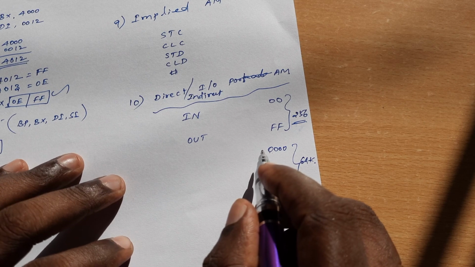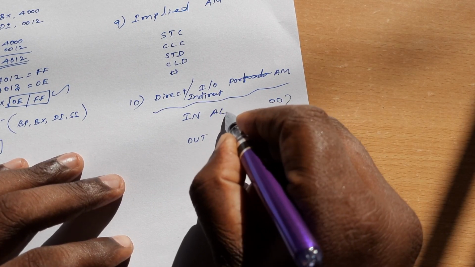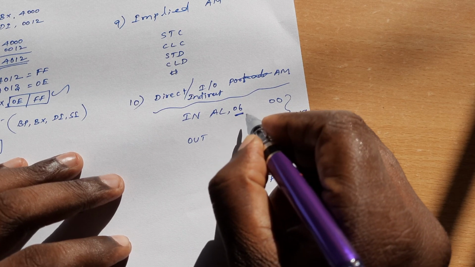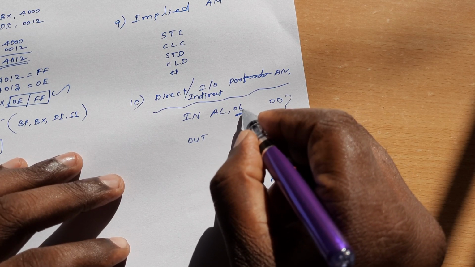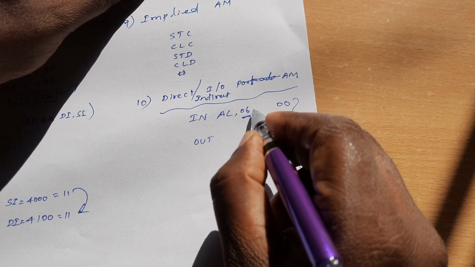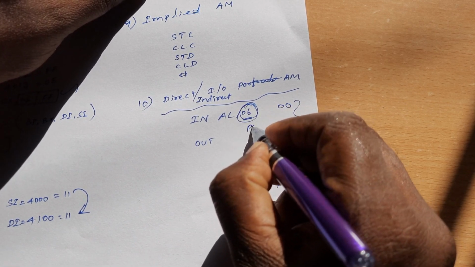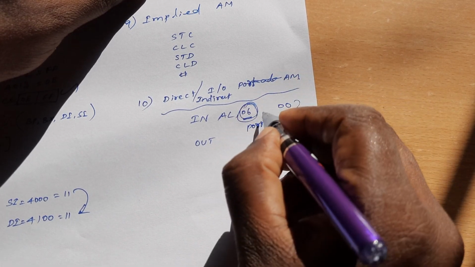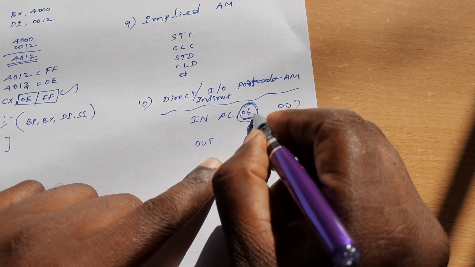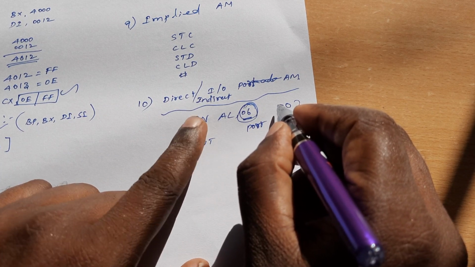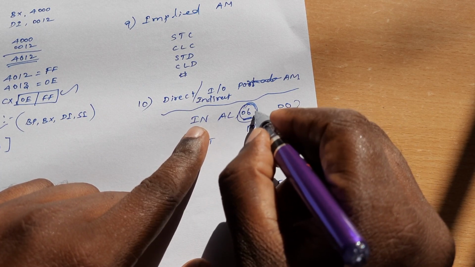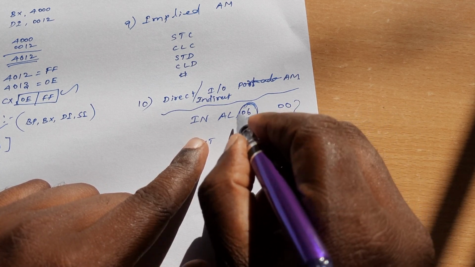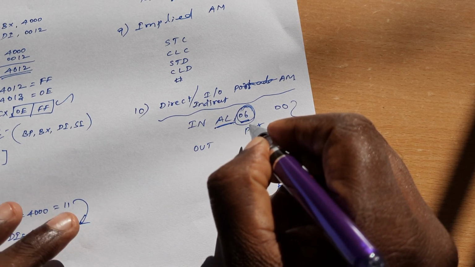So here we'll see this example, like say IN AL comma 06, which means 06 is not data. 06 is the address of a device. This is the port address. In this port address an input device is connected, because we use the IN instruction. So from that device a 1 byte data is moved to the AL register. That is the function of this instruction.